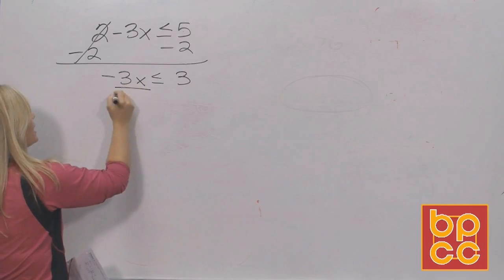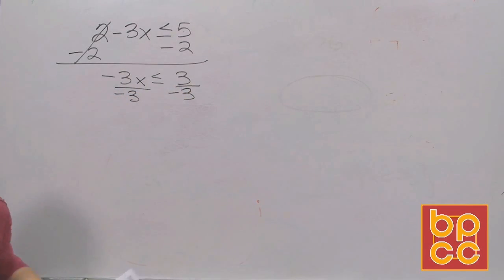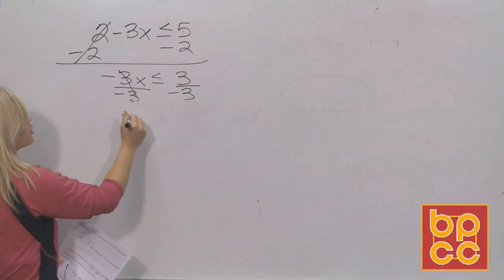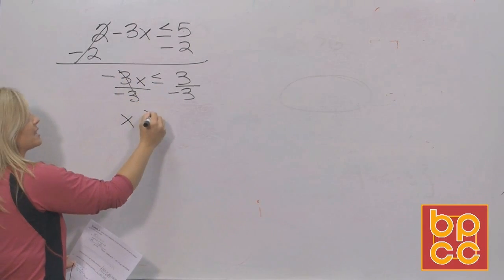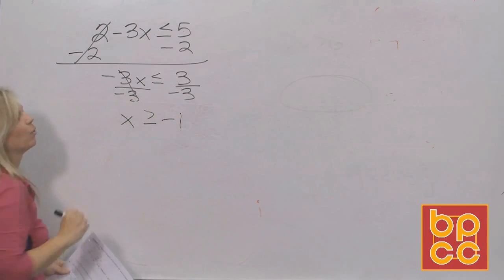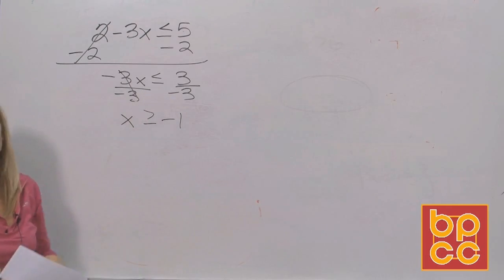Now we're going to divide by negative 3, and this is when a bell should go off. Ding, ding, ding. Oh my, we're dividing an inequality by a negative. We have a special thing. We have to reverse that symbol. And 3 divided by negative 3 is negative 1. Is everybody okay with that? So that's the only exception to the rule.